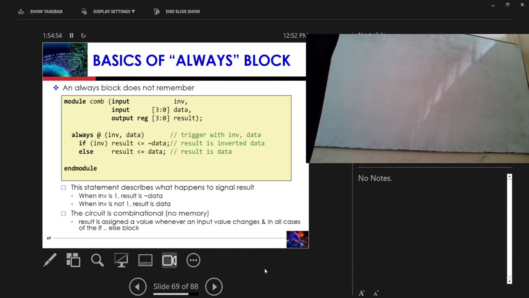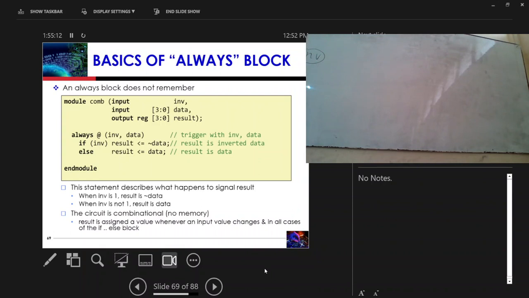Now, if I remove the else, and then if IMB, it will take a value. But what if it is not IMB? If IMB is low, what happens? It remembers. It takes the past value. So the circuit will remember if there's no else statement here. It means that you have actually designed a latch and not conditional logic.